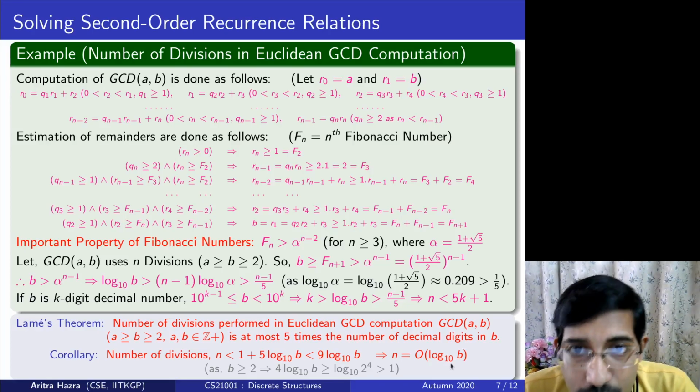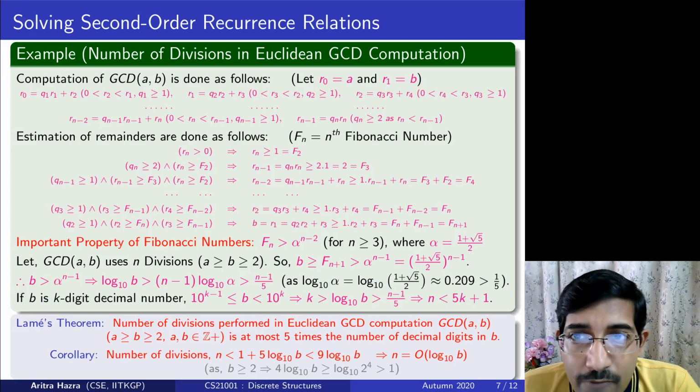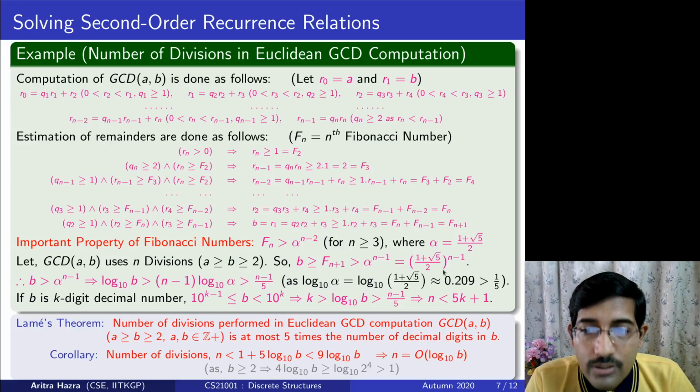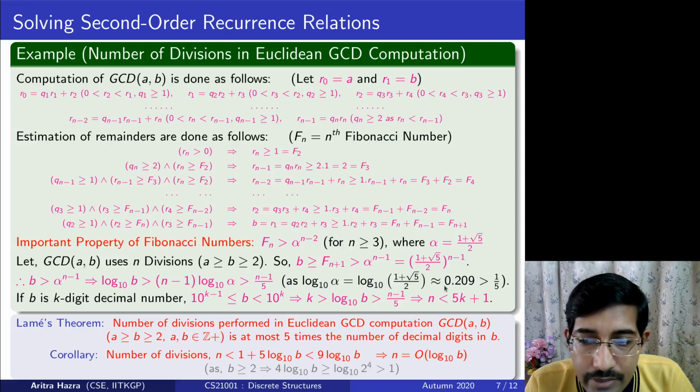So that's the number of divisions performed in Euclidean GCD. We can see that the number of divisions performed in Euclidean GCD is of the order of the number of digits present in B.